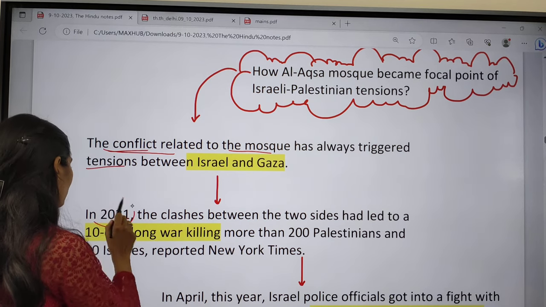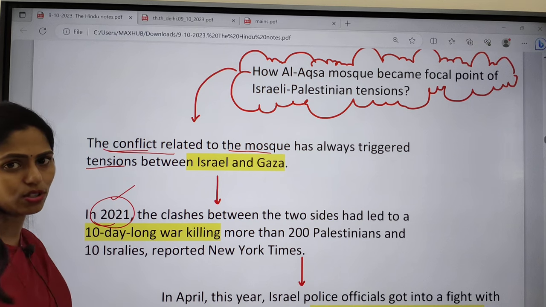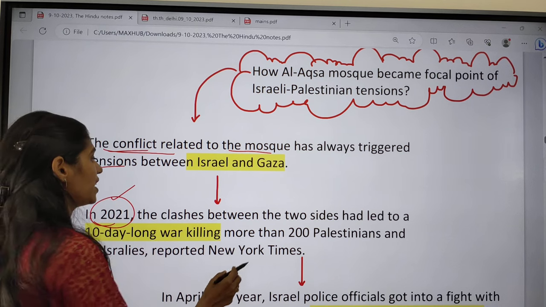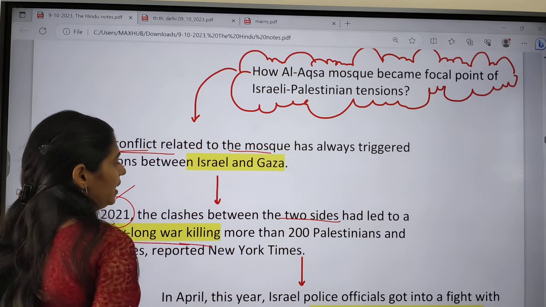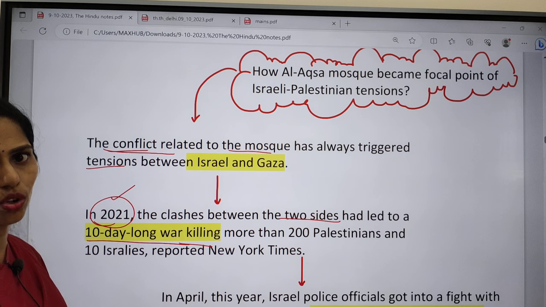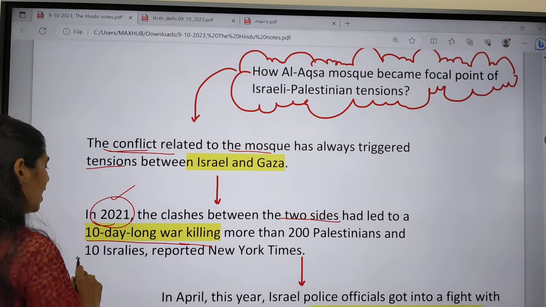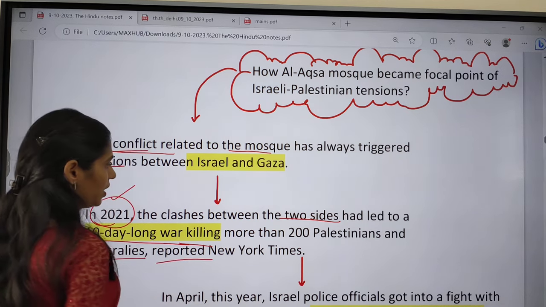The latest instance was in 2021. The clashes between the two sides led to a 10-day-long war, and in that war more than 200 Palestinians and 10 Israelis were reported killed.